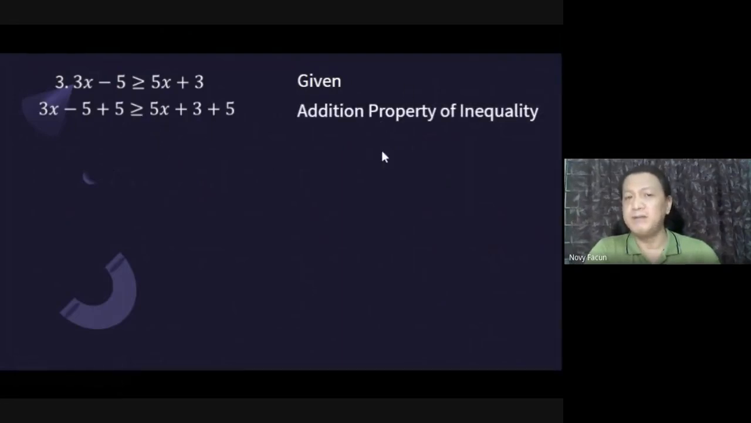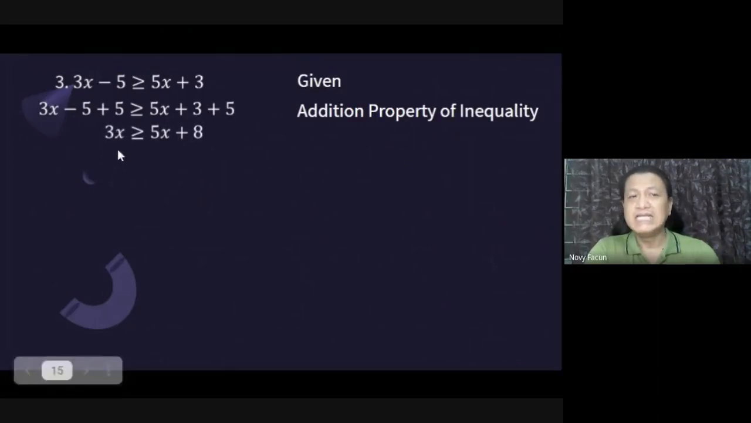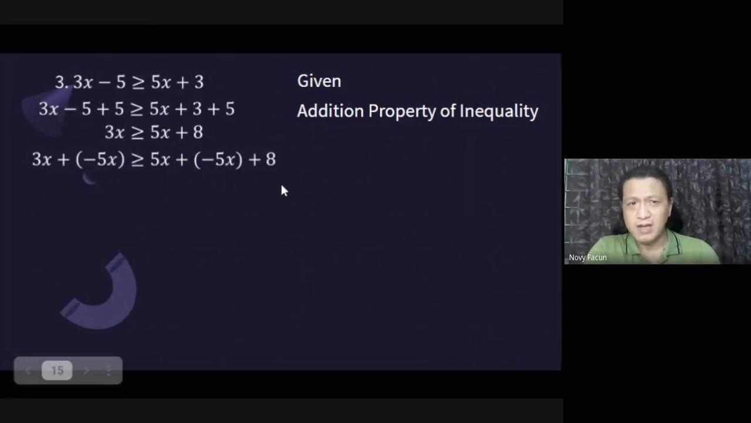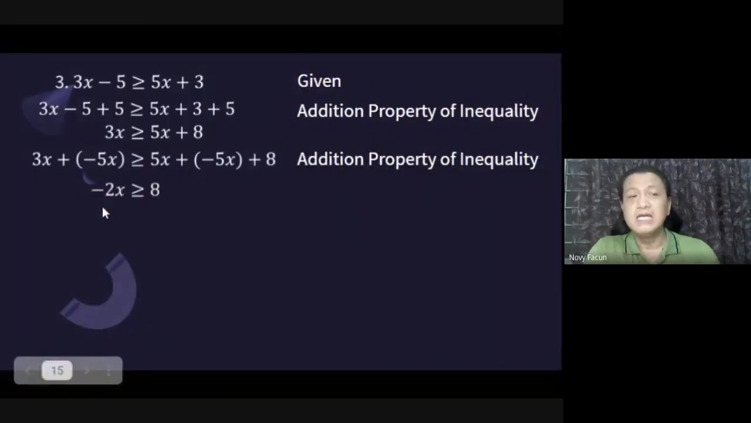That is addition property. If you're going to simplify, we have 3x is greater than or equal to 5x plus 8. And then you can now still transpose the positive 5x on the left side of the inequality. That will become minus. Kaya we have 3x plus negative 5x is greater than or equal to 5x plus negative 5x plus 8. So then you can now simplify using the addition property of inequality. That will become negative 2x is greater than or equal to 8. Take note, negative 2x. So bakit siya negative 2x?